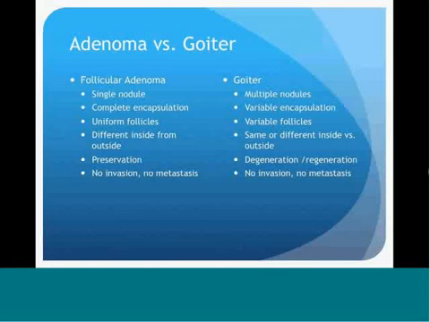They usually appear as multiple nodules, whereas follicular adenoma may be a single nodule. The follicular adenoma is encapsulated, whereas a goiter may or may not be. The degree and the size of the follicles will differ. There's also a difference between the cell appearance inside the nodule versus the cell appearance outside the nodule.